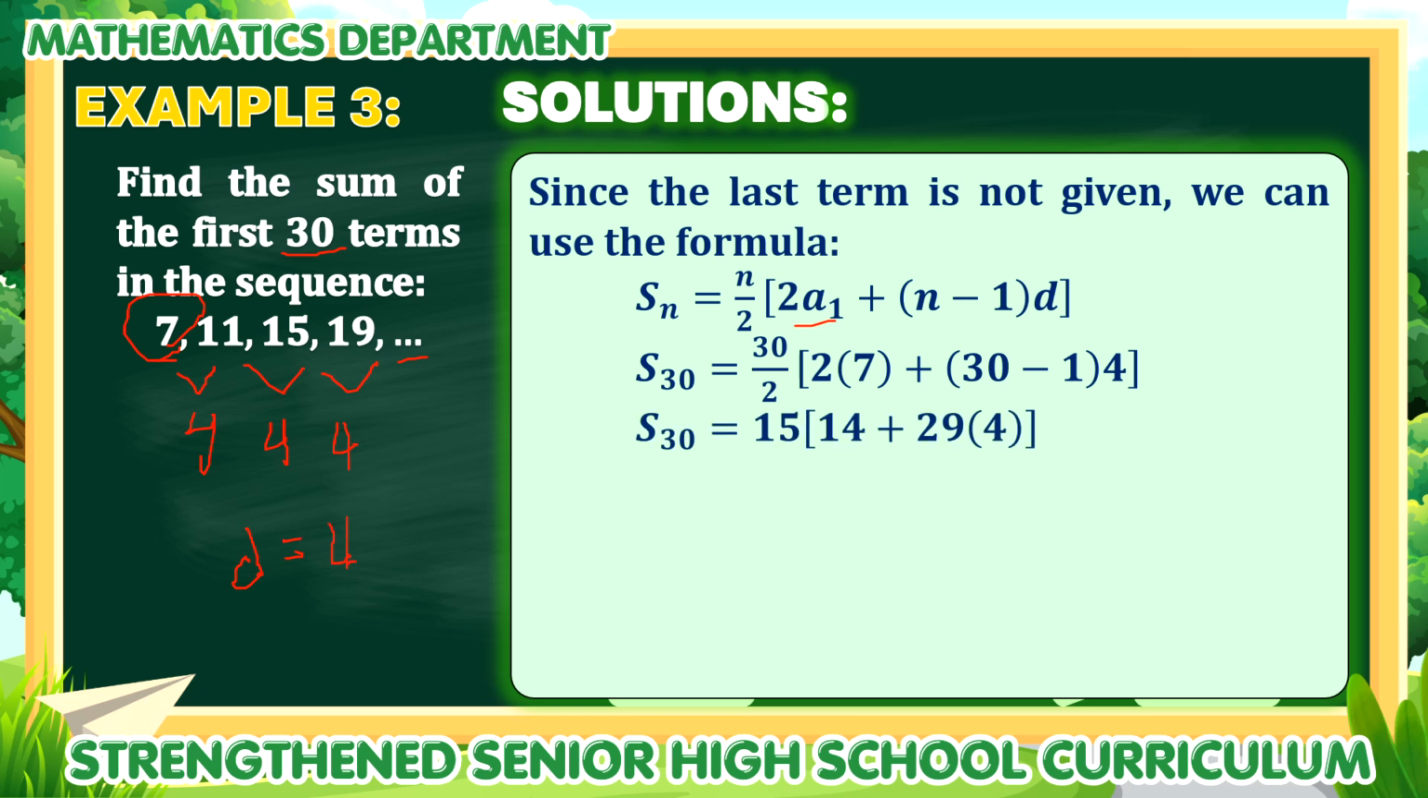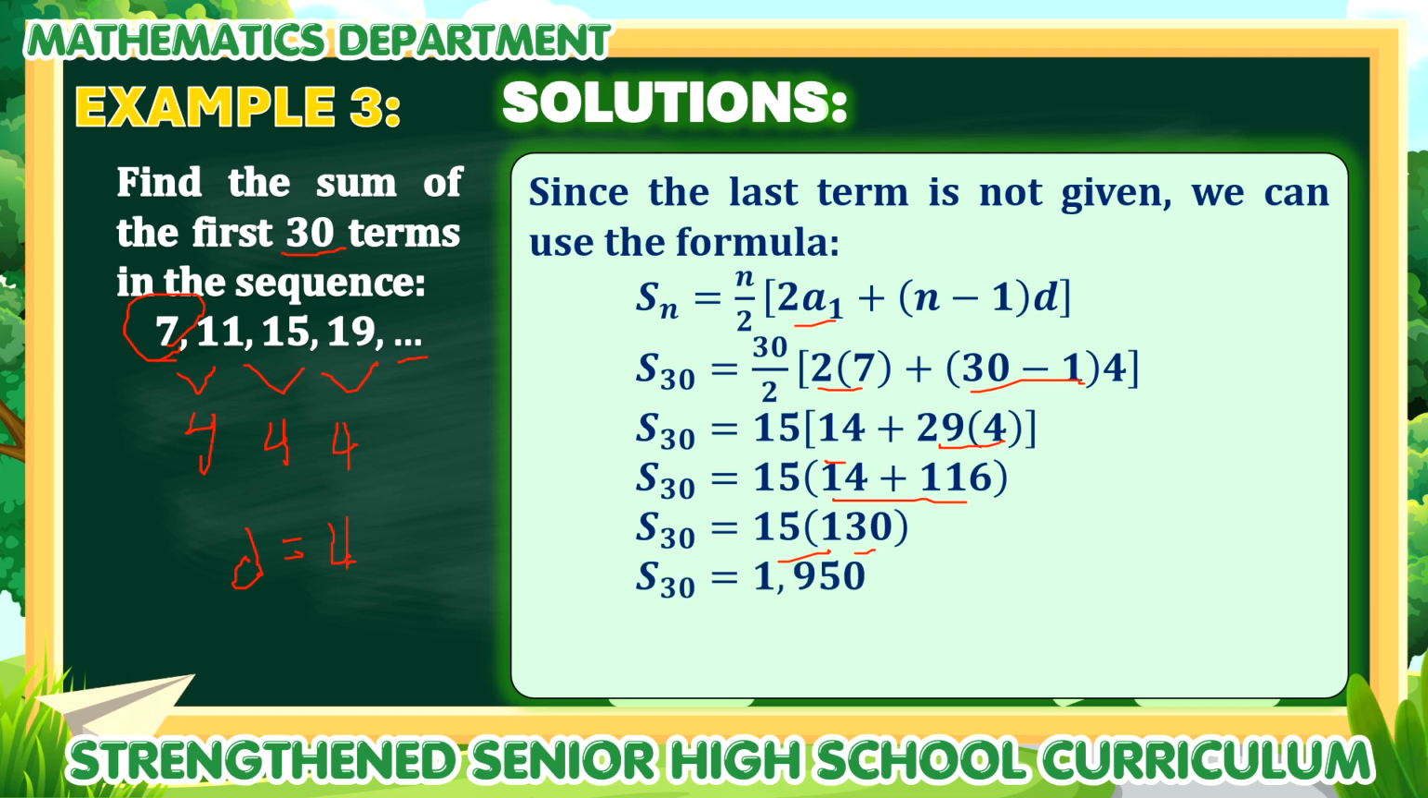We subtract 30 and 1, that gives us 29. And we also multiply 2 times 7, that gives us 14. Simplifying further, 29 times 4 is equal to 116. And then 116 plus 14 gives us 130. So by multiplying 15 and 130, we have S sub 30 is equal to 1,950. So therefore, the sum of the first 30 terms in the sequence is 1,950.